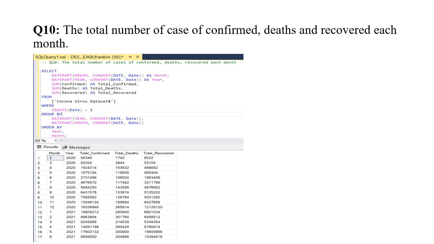And the total number of cases of confirmed, the deaths and recovered for each month. So the month is represented numerically. That's 2 standing for February, 3 for March, 4 April, and the rest of them. They are shown in this presentation: the total confirmed, total deaths, and total recovered.